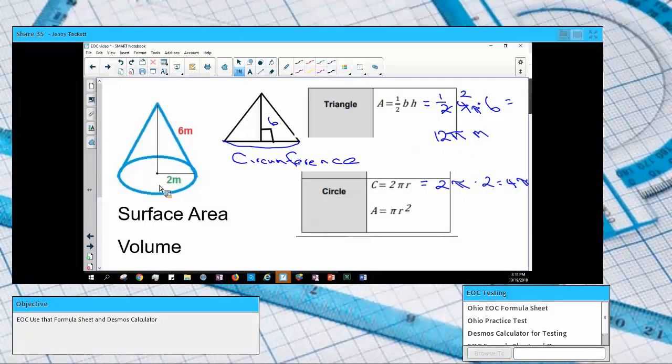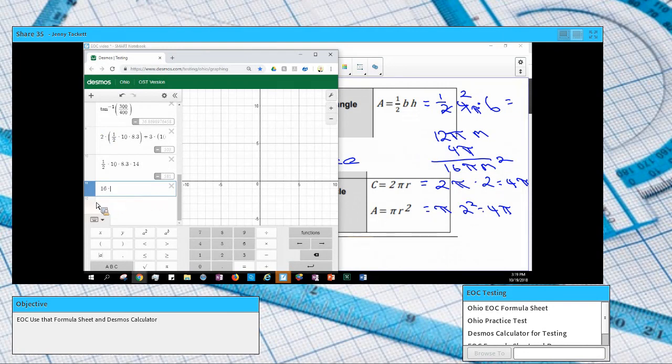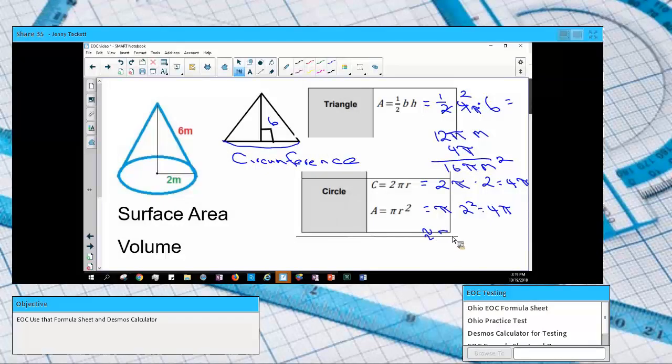Now I need the area of the base in order to complete the surface area. And that just equals pi r squared, so pi 2 squared, or 4 pi, 16 pi meters squared. That would be my surface area. If they wanted pi, they might tell me that pi equals 3.14, in which case I would multiply by 3.14. If they don't, then I would probably choose to use the pi button on my calculator. So 16 times pi to get 50.3. So that's my surface area.